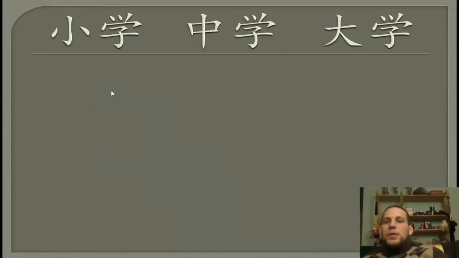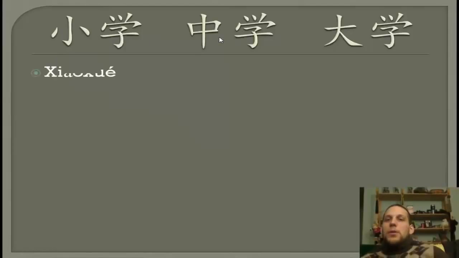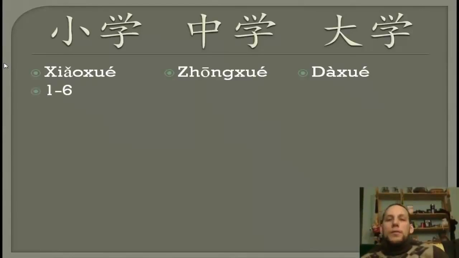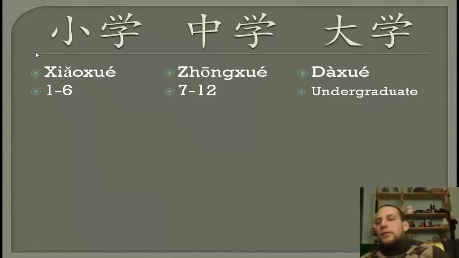So, school in China is broken into three parts. We have 小学, 小学 is elementary school. 中学, 中学 this is going to be our secondary school. And finally, 大学, 大学 this is university. So in China, 小学 is grades 1 through 6. 中学 is grades 7 through 12. And 大学 is your undergraduate years of freshman, sophomore, junior, senior.